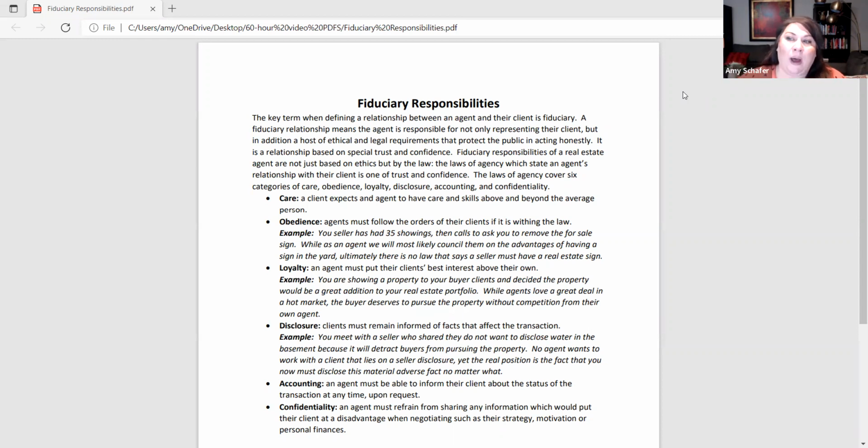But as a follow-up to that, looking at it from not the buyer side, but from the seller side, did that agent follow the seller's lawful instructions? And from a fair housing perspective, which I know we're going to be talking about later in this course, from a fair housing perspective, I'm going to say no.